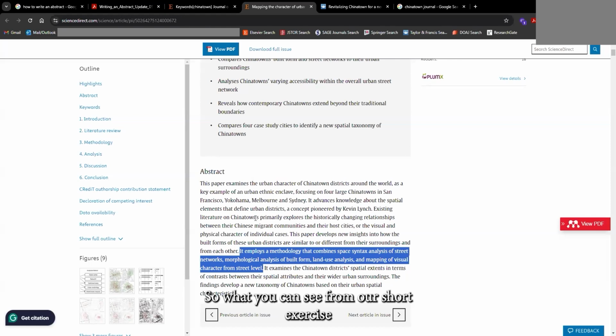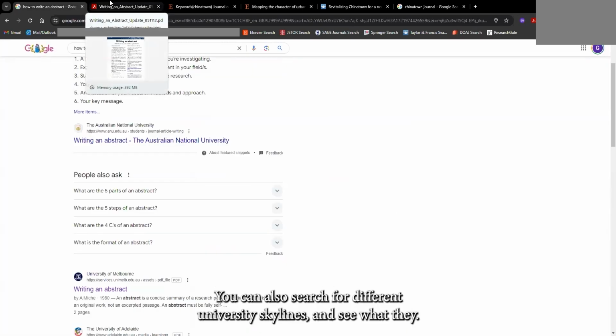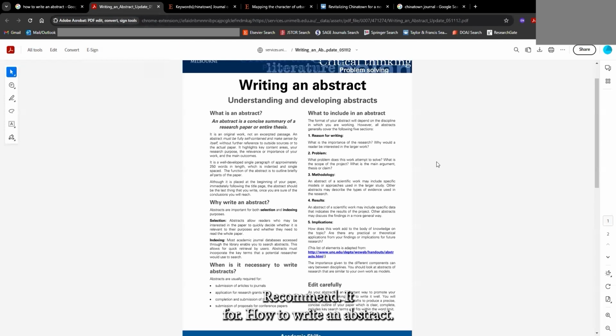So what you can see from our short exercise today is to use your university website effectively. I'm using the one from Melbourne Uni. You can use any ones that you currently have with you. You can also search for different universities' guidelines and see what they recommend for how to write an abstract. This is a generic overview of how to write an abstract and what the key elements are. Based on today's review, you should know that when you're writing your own abstract, these are the key elements that you want to include.